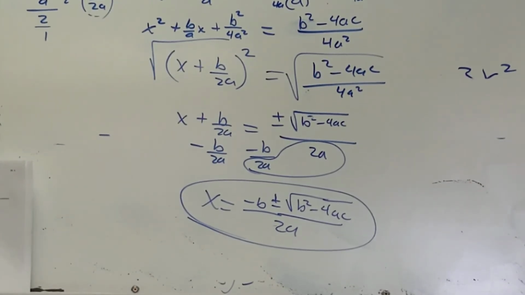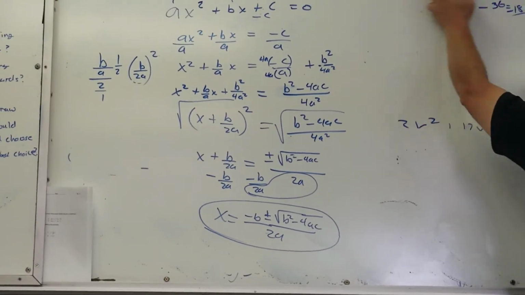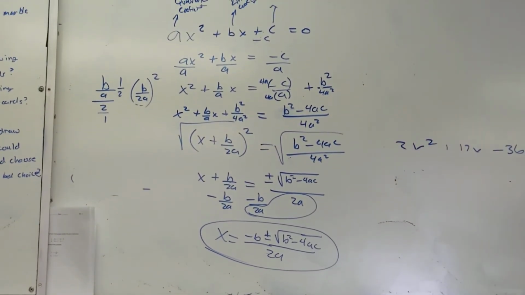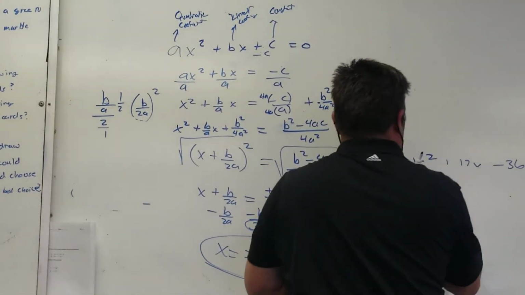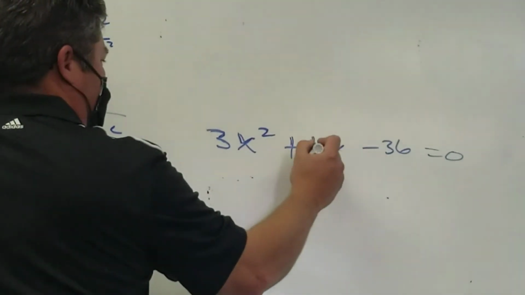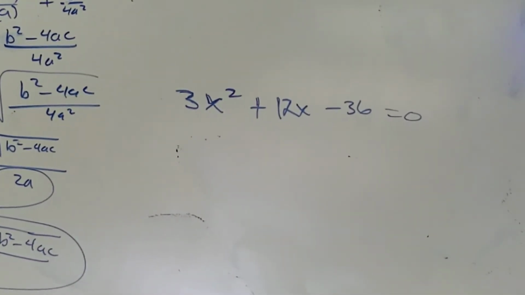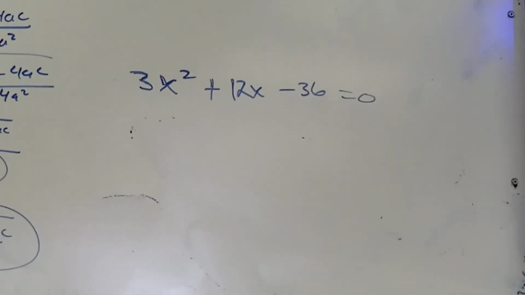I did this by factoring down here. And we're going to learn a little bit more about this in a second. But let's just do one for an example. Sorry, I erased it. 3x squared plus 12x minus 30. Let's say that factors, okay? And you can solve it by factoring.